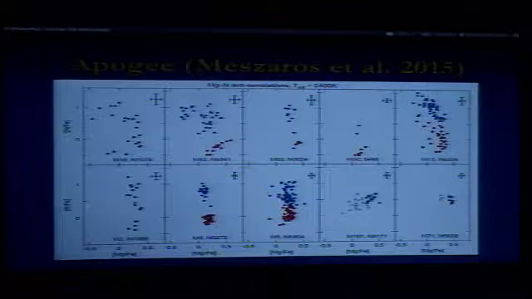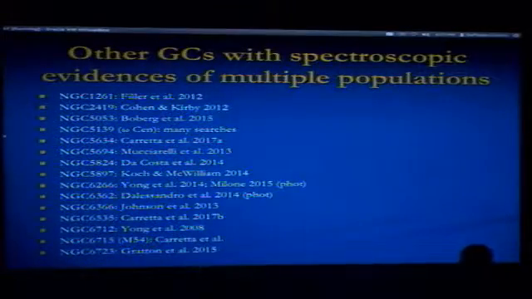For instance, these are the clusters that are in the APOGEE survey. These are near-infrared observations. You cannot obtain the oxygen abundance. In the APOGEE wavelength range, you have only magnesium and aluminum lines. But again, you find that there is a very widespread anticorrelation. So magnesium and aluminum are not anticorrelated in some clusters like M71, but in most of them they are. Many other papers.